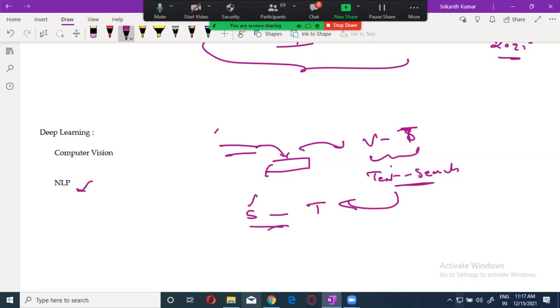Now NLP can be implemented in two ways. One is called NLTK, which is a toolkit, and another way is called RNN. This is recurrent neural network with LSTM. This is being implemented in two ways. Now this computer vision, to implement the computer vision, we need the CNN, convolutional neural network. Using this, we are going to do it.